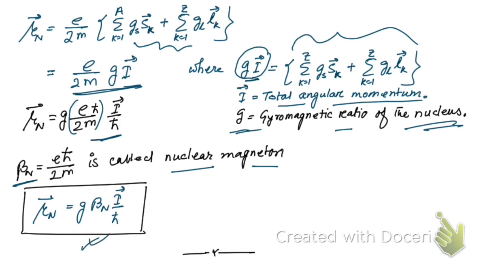Okay, so this is the expression for the magnetic dipole moment of the nucleus. So hope you have understood this.